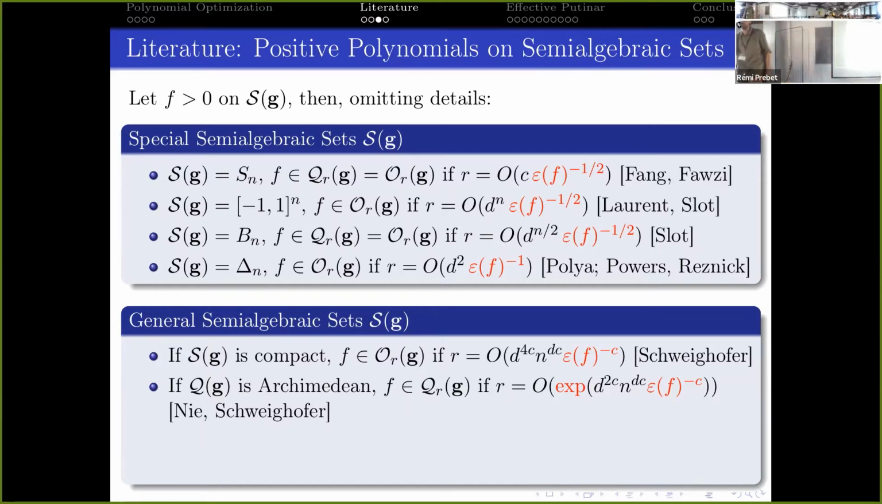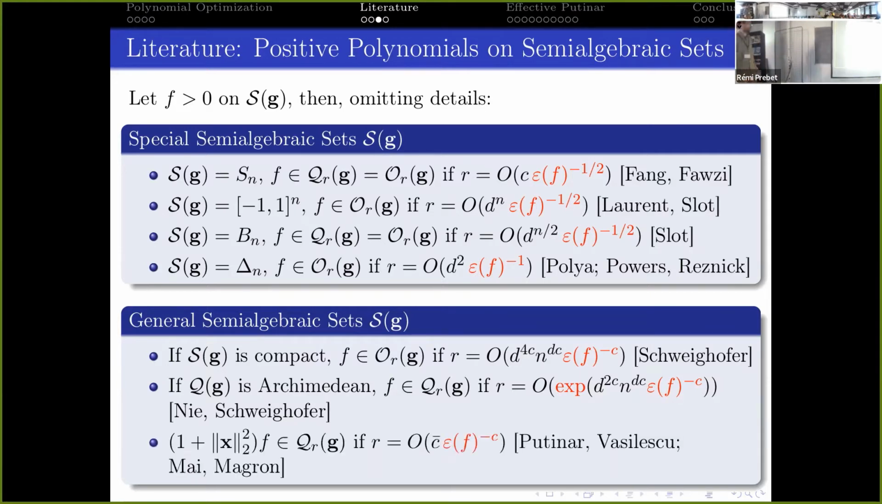We kill this exponential and get a dependence for the Polynomial Positivstellensatz which is similar to the Smooth Positivstellensatz. Let me mention also these recent results, which are a version of the Putinar-Vasilescu theorem proven by Mai and Victor. They proved a dependence without this exponential in R, but they need to multiply f by a sum of squares multiplier.